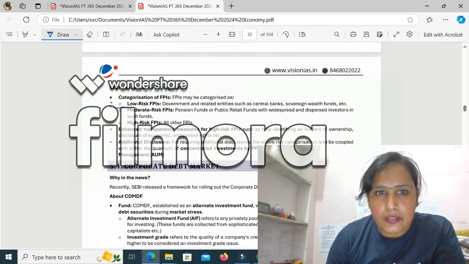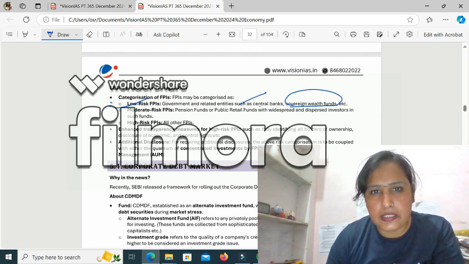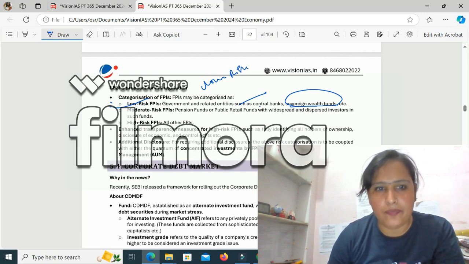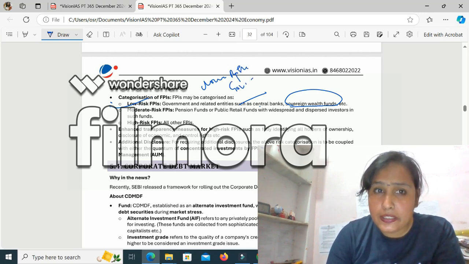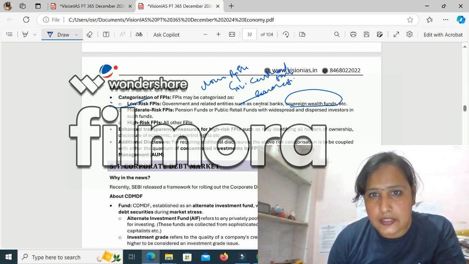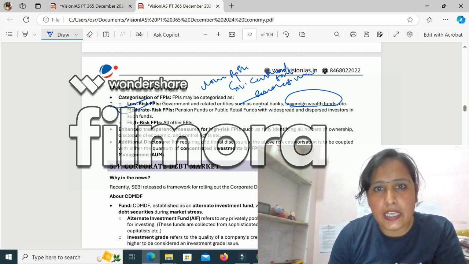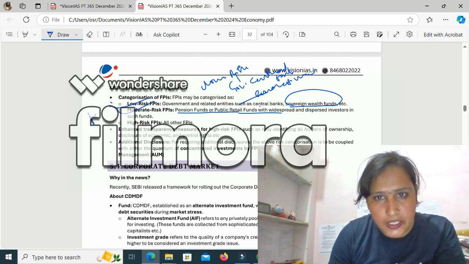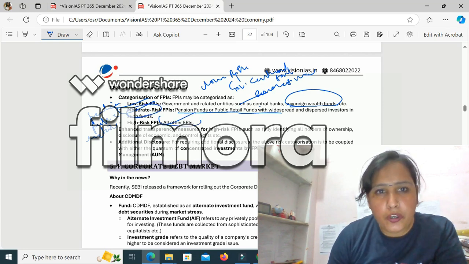There is low-risk FPI if government and related entities such as central banks and sovereign wealth funds are there. Low-risk FPI includes government entities, central banks, and sovereign wealth funds. Moderate risk is included if investors are pension funds and public retail funds. If there are pension funds and public retail funds, that means moderate risk. High risk is all other FPIs, other than pension funds, sovereign wealth funds, and central banks. They are the high risk.